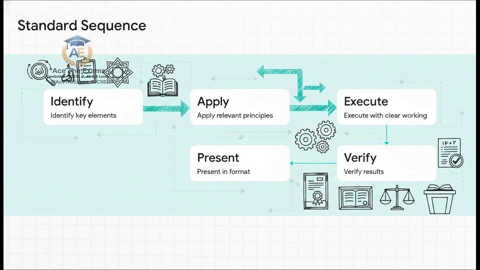Step 3, execute your analysis. Manipulate the text as requested while showing your clear systematic working. Step 4, verify your results. Does the manipulated sentence still make logical sense within the passage? Step 5, present in format. Ensure your final answer matches Cambridge's strict presentation conventions. Lock this 5-step sequence into your brain. It is the ultimate step-by-step glide slope for data interpretation and grammatical manipulation.